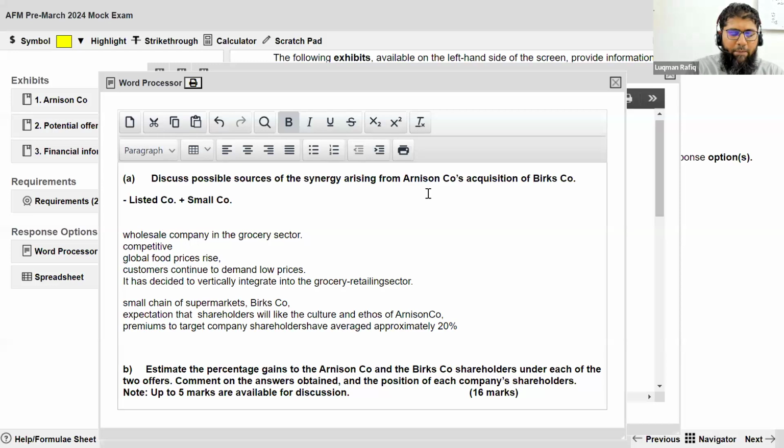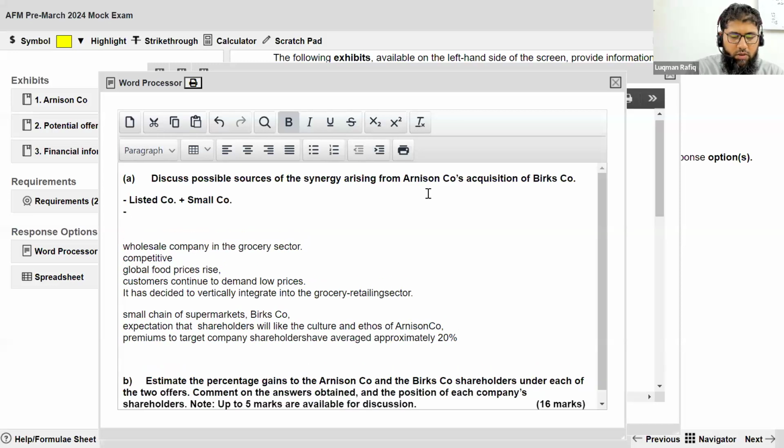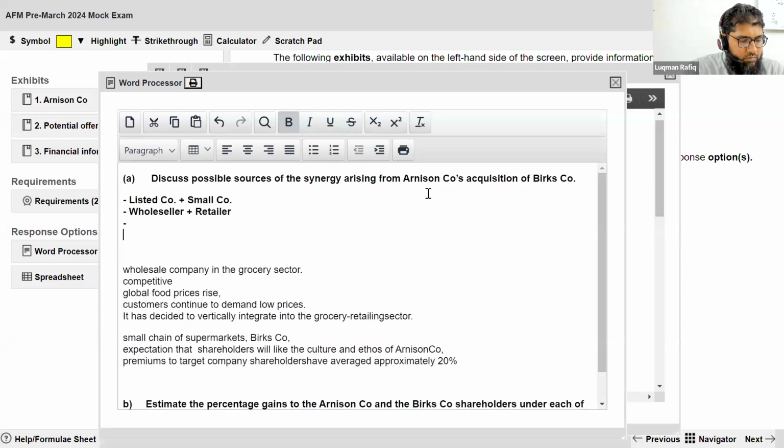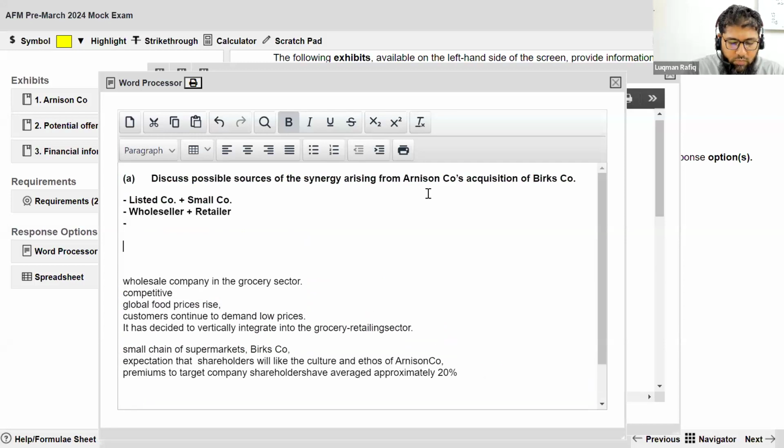So what happens is that one of them is a wholesaler and the other one is a retailer. Now what's going to happen? See, the possible sources of synergy. What could synergies arise from?